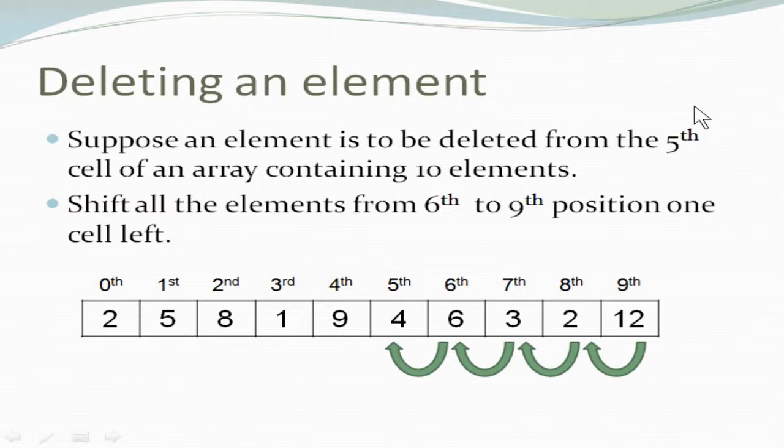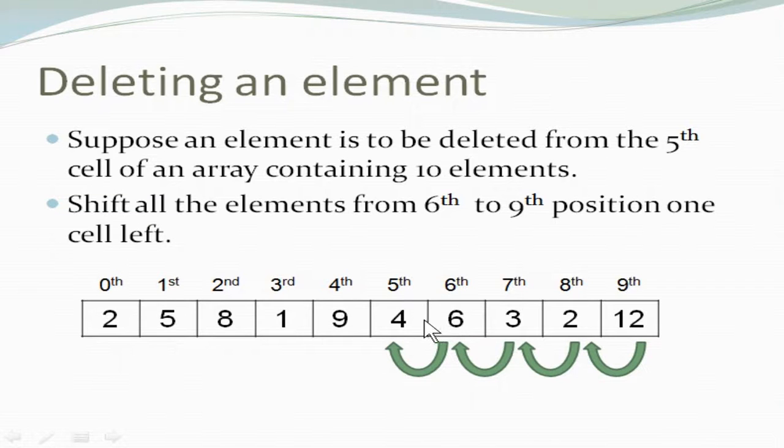Suppose an element is to be deleted from the fifth cell of an array containing 10 elements. Say you have an array which is given here, which has 10 elements, and the position value is given here. Now you want to delete the fifth element, that is 4. What has to be done? Shift all the elements from 6 to 9 position one cell left.